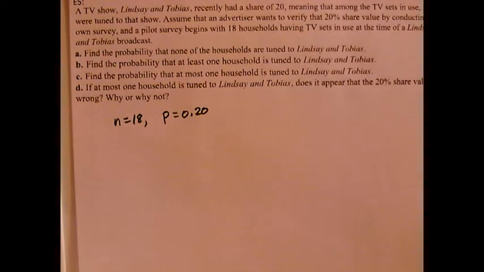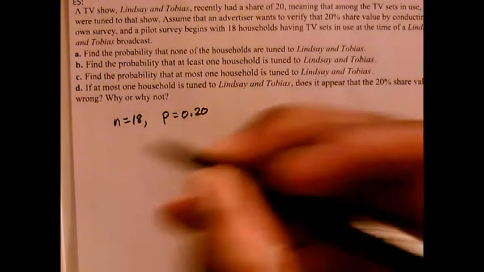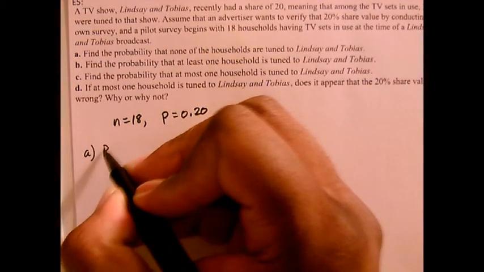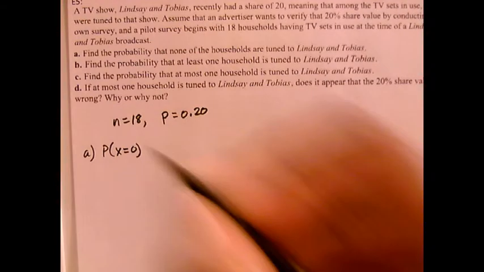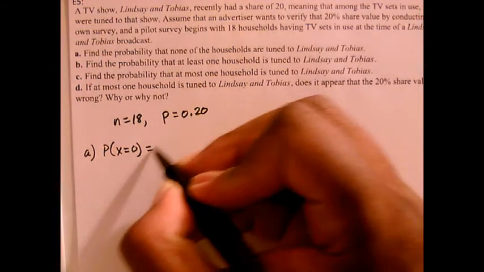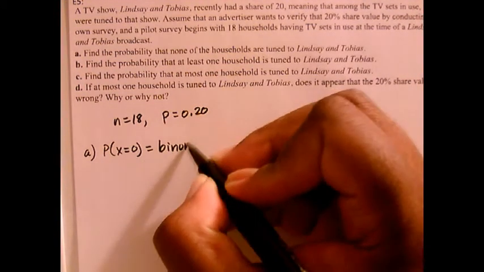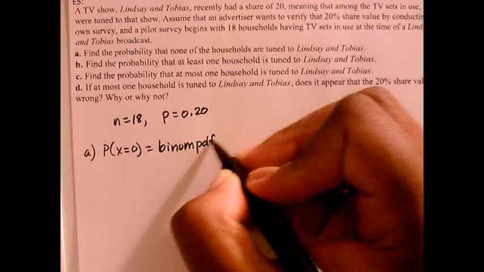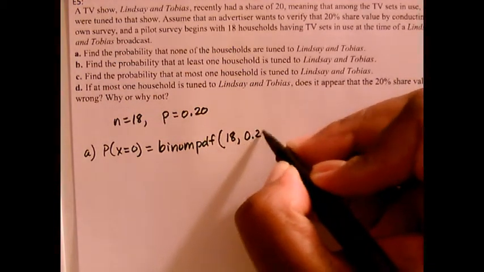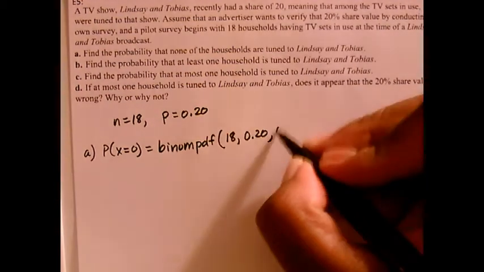Now in part A, we want the probability that none of the households are tuned to Lindsay and Tobias. So here's x equals 0. So we want the probability that x is equal to 0. And here we can use the binomial PDF command. Your n is 18, then P is 0.20, your X is 0.